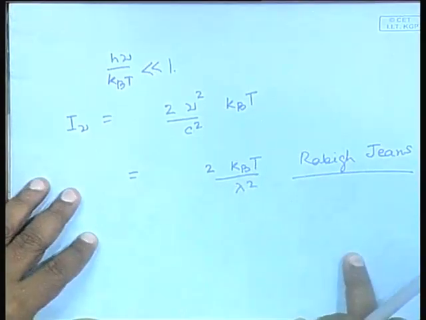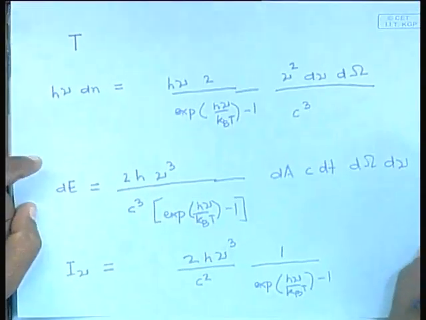Another, so this is very useful in discussing the properties of radiation. Another quantity of interest is the total energy density in this radiation. So, how will we calculate the total energy density? To calculate this, let us go back to the formula for the number density of photons.